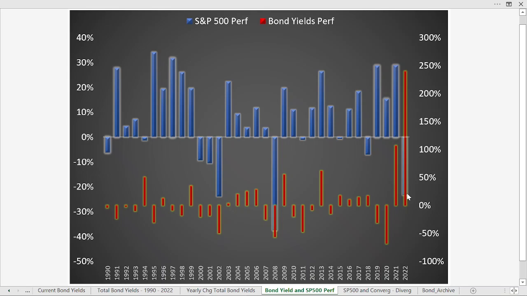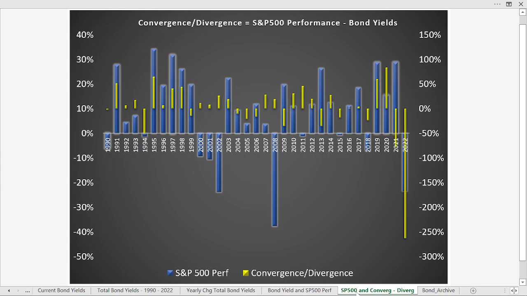And this divergence, this disagreement, is something that's very, very unusual. This obviously is a result of the Federal Reserve raising interest rates to stem inflation, while at the same time the fear of inflation is sending stocks lower. But we're in a very unusual situation.